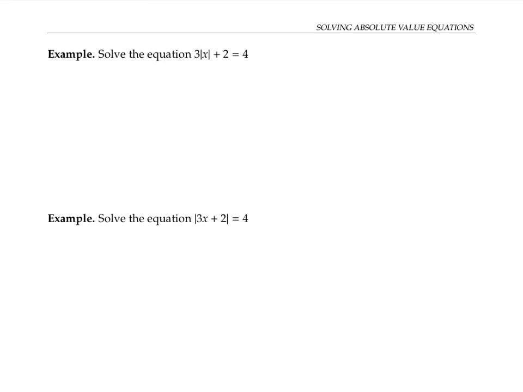Let's start with the equation 3 times the absolute value of x plus 2 equals 4. I'd like to isolate the absolute value part of the equation. I can do this by starting with my original equation, subtracting 2 from both sides, and dividing both sides by 3.